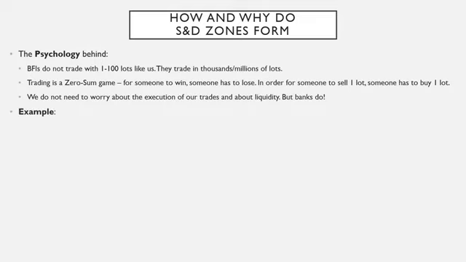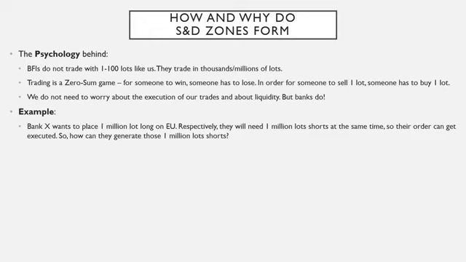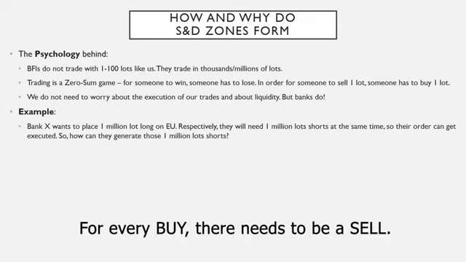So let me give you an example. Imagine that bank X, I don't know, Barclays, JP Morgan, wants to place 1 million lots long on EURUSD. Respectively, what they are going to need is 1 million lots of shorts at the same time so their order can get executed. Because if they want to buy one lot, they need to buy it from somebody, right? So if they want to buy 1 million lots, somebody else has to sell them 1 million lots.